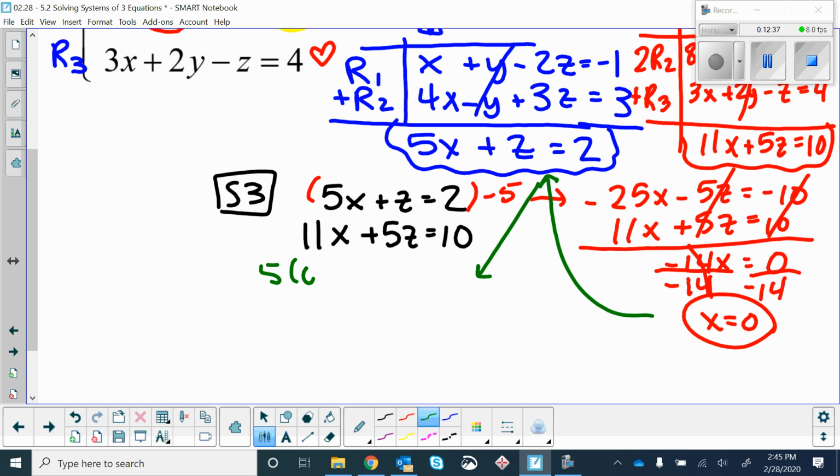So 5 times 0 plus z equals 2. What is 5 times 0? 0. Nothing, right? All day. So 0 plus z equals 2. Now am I done? No. Of course not. So we have x and we have z. We still need y. So read step 4 to yourself.